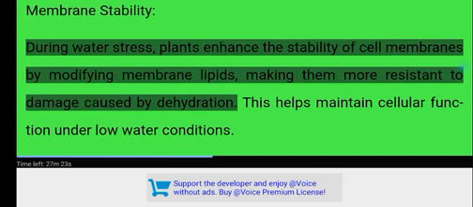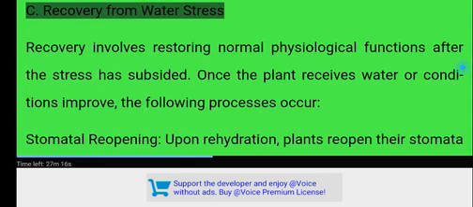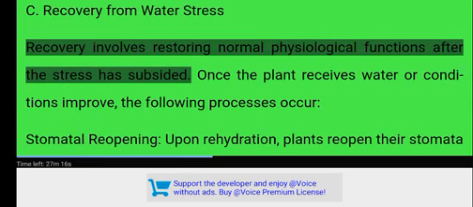Membrane stability: during water stress, plants enhance the stability of cell membranes by modifying membrane lipids, making them more resistant to damage caused by dehydration. This helps maintain cellular function under low water conditions. C. Recovery from water stress. Recovery involves restoring normal physiological functions after the stress has subsided.